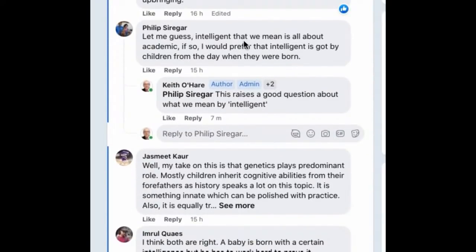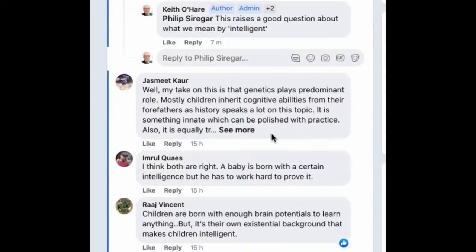Philip says, let me guess, the intelligence that we mean is all about academic. So here, intelligence is all about academic intelligence. If by intelligence we mean academic, I would prefer that intelligence is got by children from the day when they were born. Yeah, I would prefer, or I think I would say here. It raises a good question here, Philip, about what we mean by intelligent and intelligence, because there are many different types, right? Fantastic.